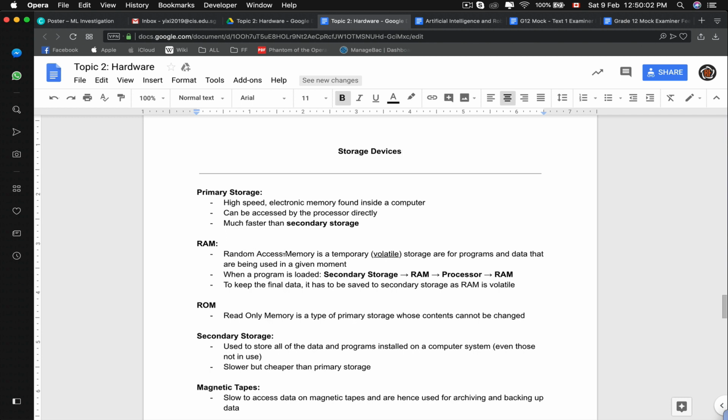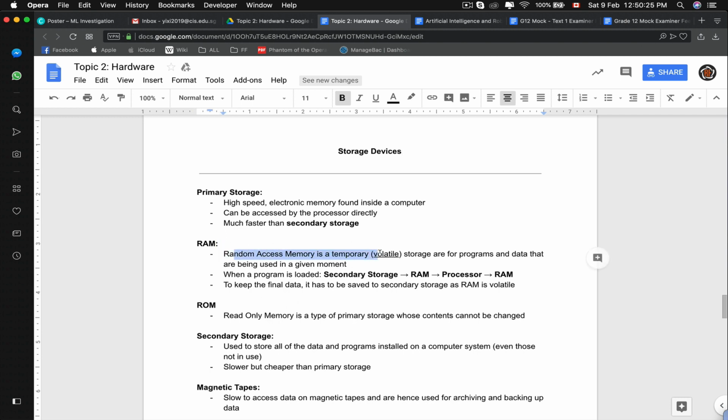Now RAM is random access memory, so it's kind of like a cache. They store short-term information, just to keep your computer feeling fast and snappy. So secondary storage is loaded into RAM, the processor reads from RAM, and then stores back into RAM, just in case we need to open it soon. Read-only memory, oh, it's my bad.